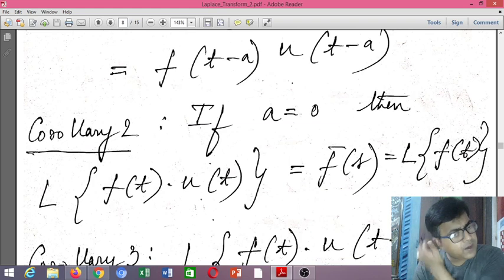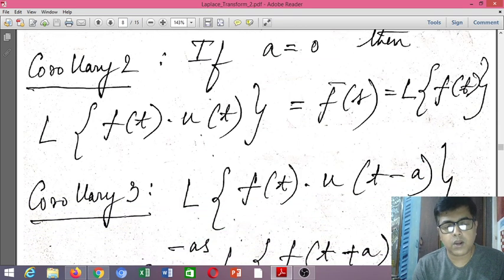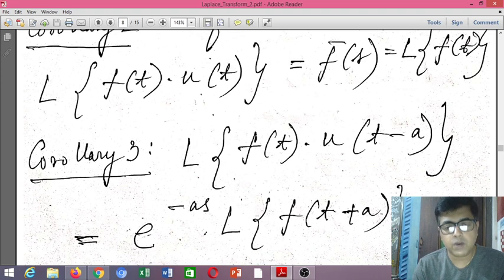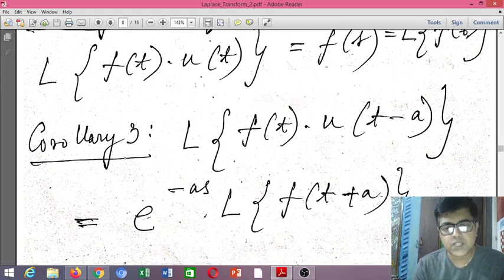Now comes another very important corollary, coming from the second shifting theorem only. Since we have just now found the second shifting theorem result, if you look at this corollary very carefully, I just state here that the Laplace transform of f(t) into u(t minus a) will actually be equal to e to the power minus as into the Laplace transform of f(t plus a).